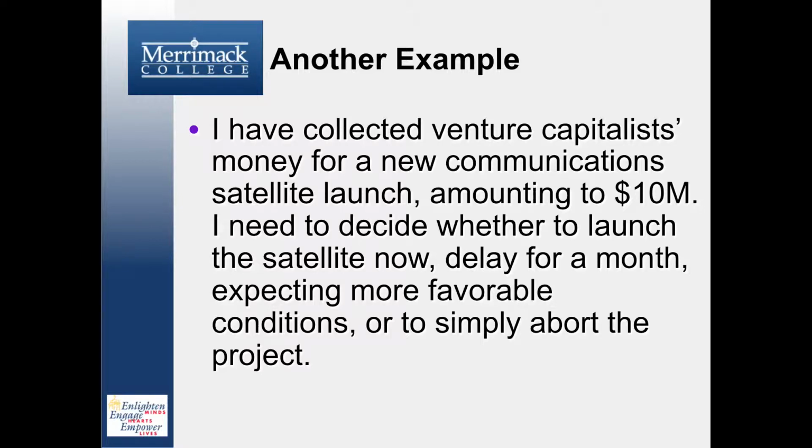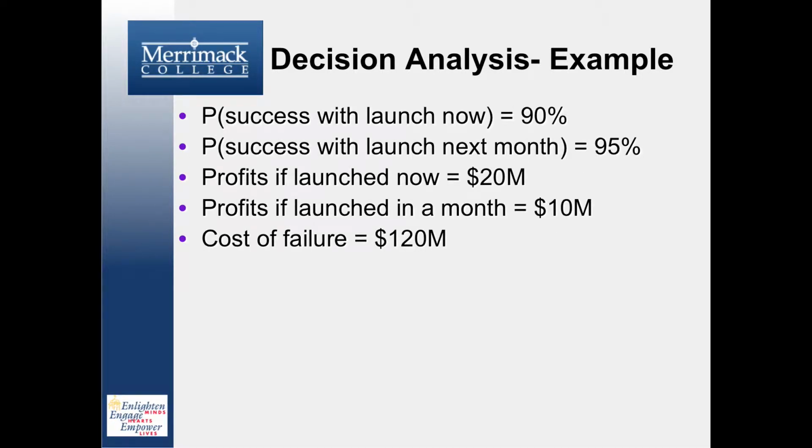Well, of course, I want to optimize the return on the investment. So let's take a look at this. First of all, the probability of a success based on perhaps historical data and other variables involved, the best estimate is 90%. If I wait a month, that probability goes up for a variety of reasons. Profits, if I launch now, the profits are $20 million. If I launch next month, the profits are only $10 million. However, there's a chance of failure, a small one, but there's a chance of failure. And if we fail, it's going to cost us $120 million.